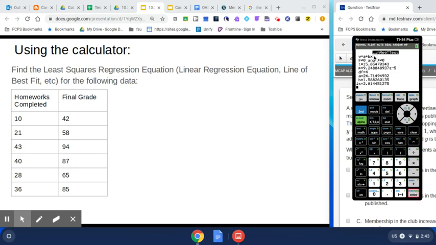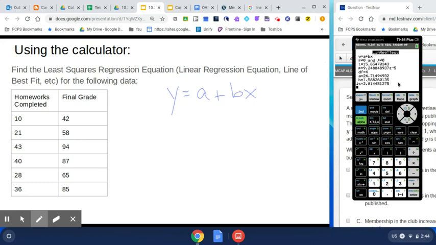The very first thing that pops up on your screen is the form that we write the regression equations in: y equals a plus bx. If you give it to me in y equals mx plus b form, that's fine. I will accept that. It's an equivalent equation. But if you're using the calculator, that's the form you're going to see. Further down on the screen, you're going to see an a equals value and a b equals value. Those are the values of the y-intercept and the slope.